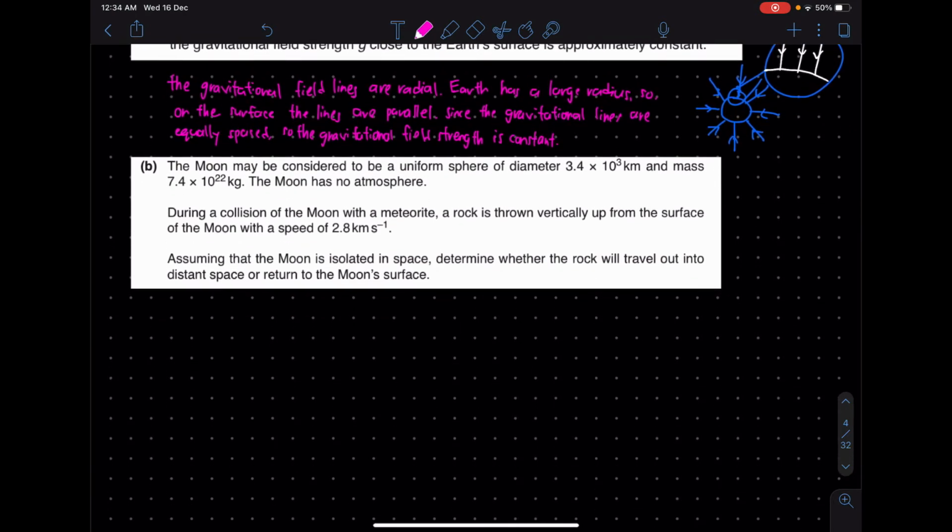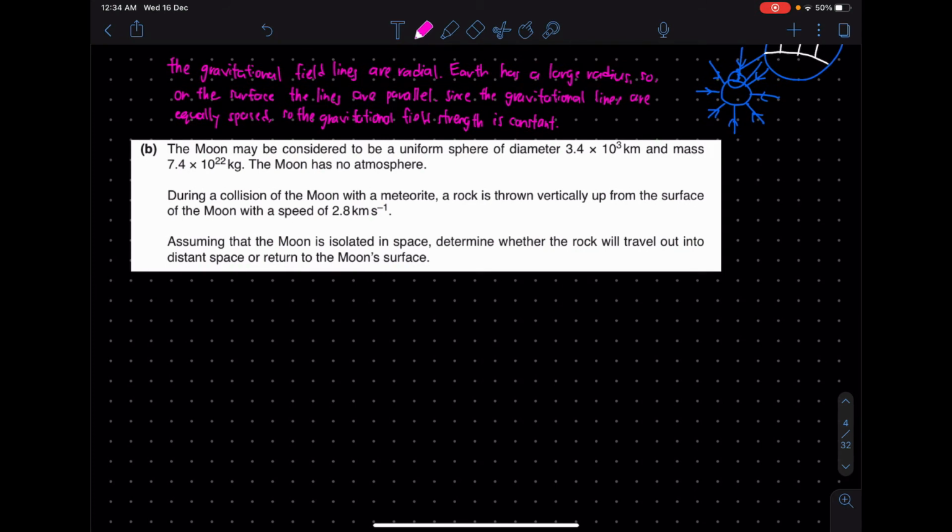Okay, next. This is a calculation question. The moon may be considered to be a uniform sphere with a diameter of 3.4 times 10 to the power of 3 km and mass 7.4 times 10 to the power of 22 kilograms. The moon has no atmosphere. During a collision of the moon with a meteorite, a rock is thrown vertically up from the surface of the moon with a speed of 2.8 km per second. Assuming that the moon is isolated in space, determine whether the rock will travel into distant space or return to the moon's surface.